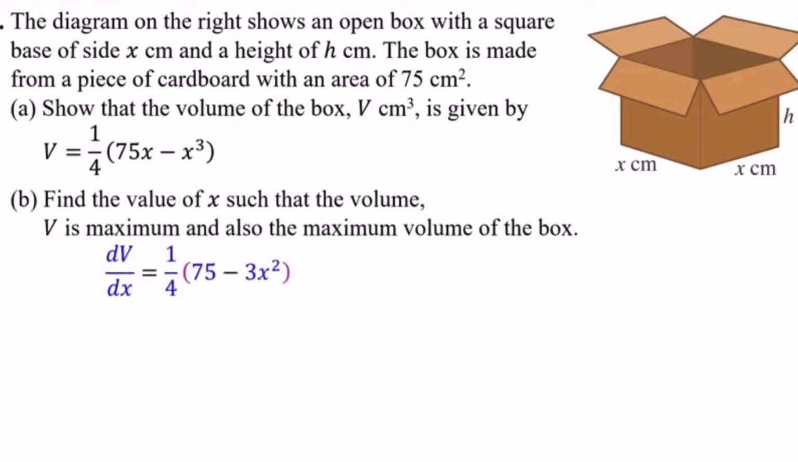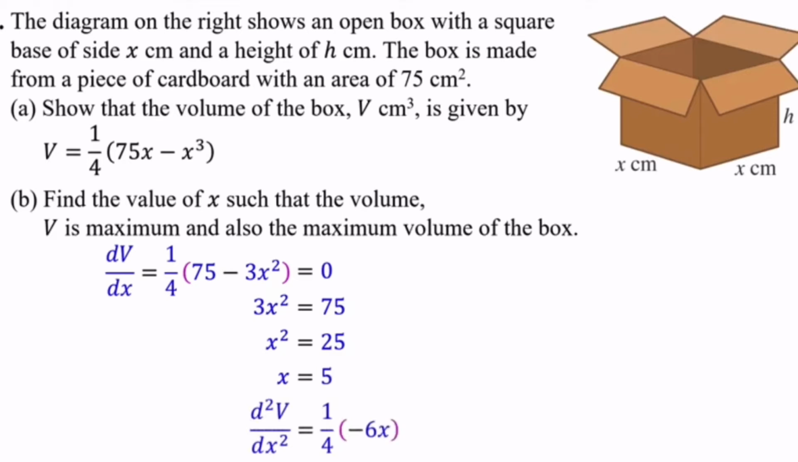Whenever we see maximum, we will differentiate. So we will differentiate dV/dx, and we will let dV/dx equal to 0, right? That is the basic skills that we learned before. So dV/dx is 1/4 times (75 minus 3x squared). So it's equal to 0. So that means 3x squared equal to 75. So hence we can solve the x. We have x which is positive 5. We will reject the negative because x here is the length of the side.